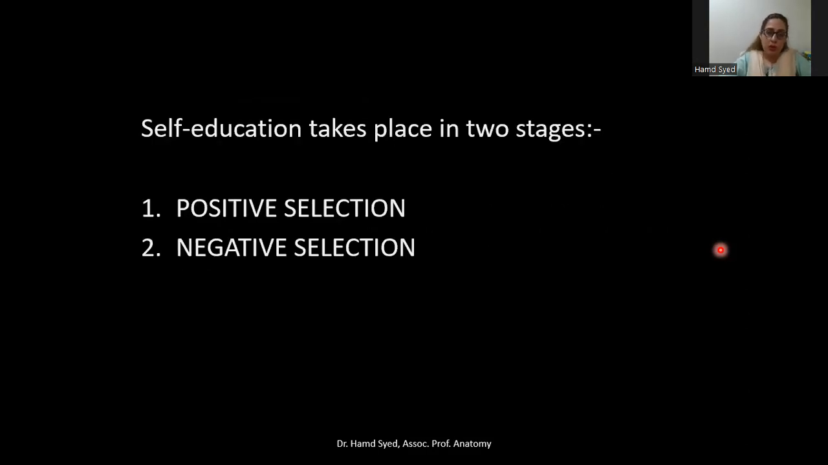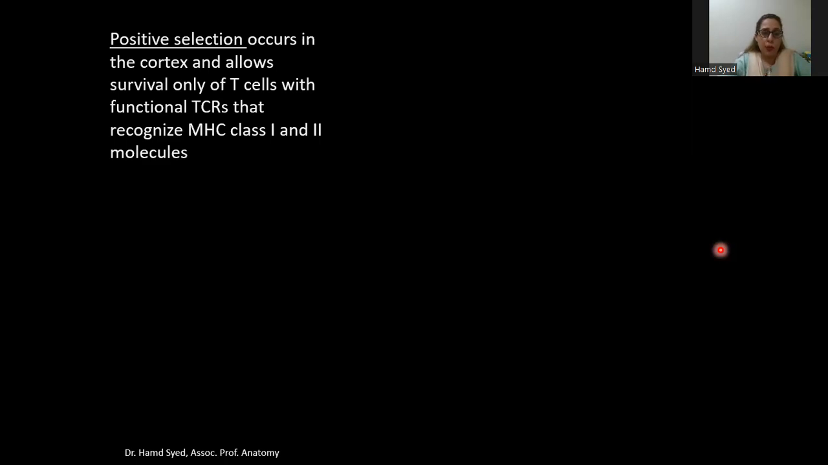This is a process which occurs in two stages. The first stage is positive selection, and the second stage is negative selection. What happens in positive selection? First, let's talk about where it is taking place. It is taking place in the cortex of the thymus gland. So in the cortex of the thymus gland, the process of positive selection occurs. This is the process which allows survival only of those T cells which have functional T cell receptors that will recognize the major histocompatibility complex molecules.